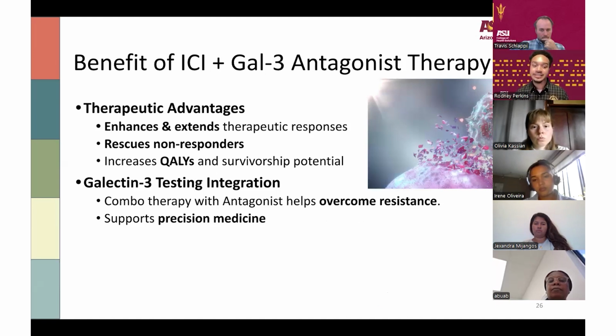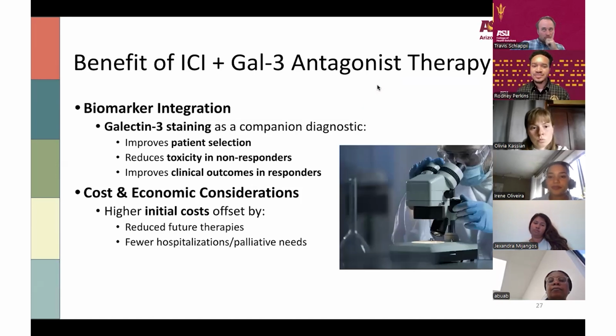In order to support that precision medicine, we want to be able to find medicines such as pembrolizumab and the ones mentioned prior and give them to patients we know are going to respond, thereby eliminating any medical waste and any unnecessary expenses on behalf of the healthcare system. Also, using it as a companion diagnostic would help to improve patient selection. As previously stated, it reduces toxicity in non-responders, it will improve clinical outcomes in responders, and the initial cost will be offset by reduced future therapies and also fewer hospitalizations and needs of the patient.